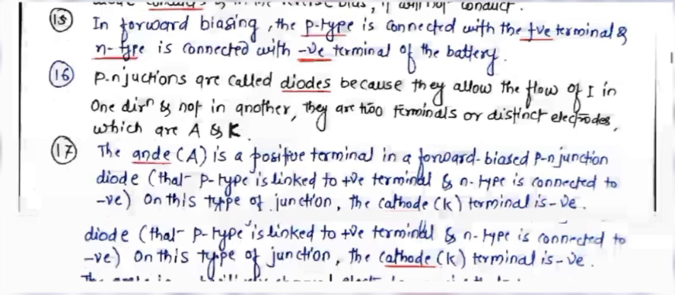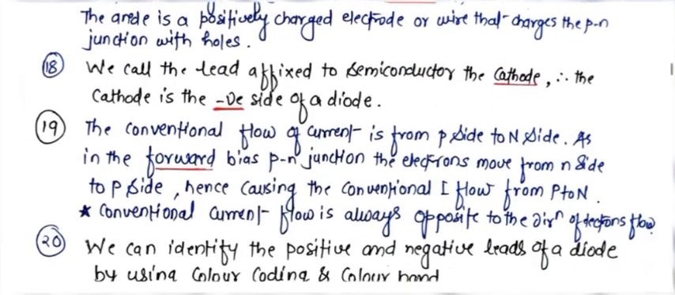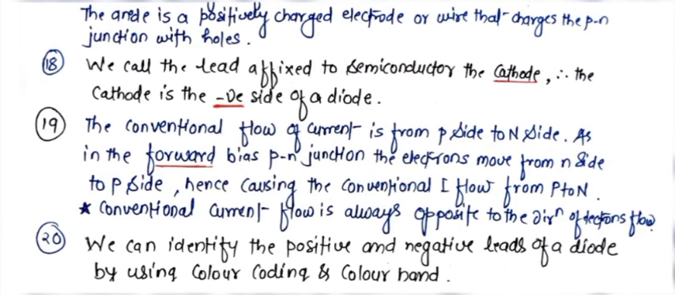In a forward bias PN junction diode, the P-type is linked to the positive terminal and N-type is connected to the negative terminal. On this type of junction, the cathode terminal is negative, and the anode is a positive charged electrode or wire that charges the PN junction with holes. We call the lead affixed to the semiconductor the cathode. Therefore, the cathode is the negative side of a diode.